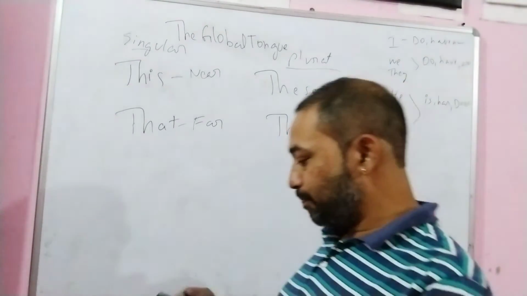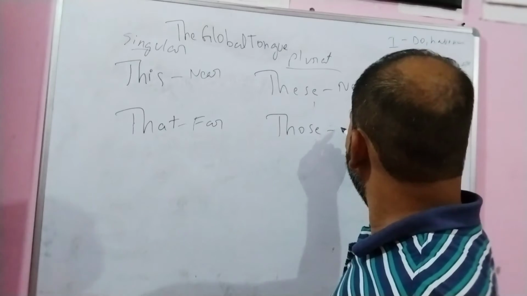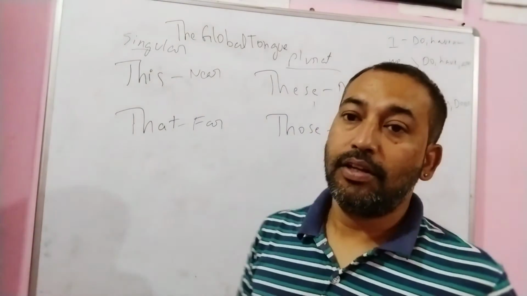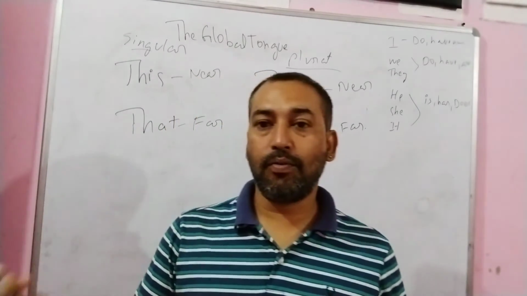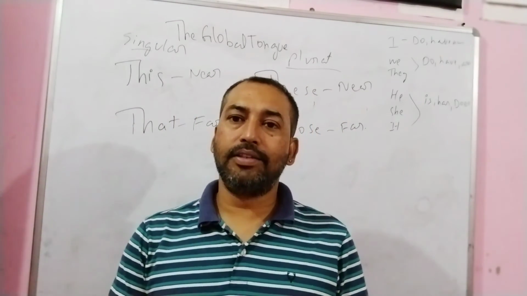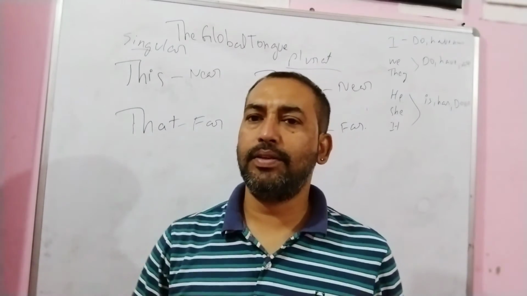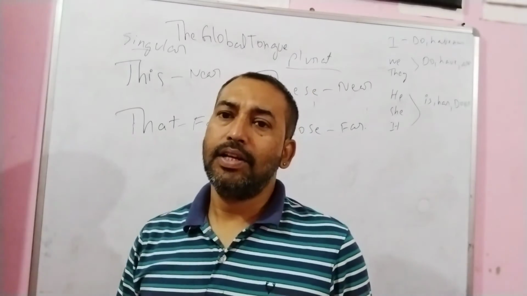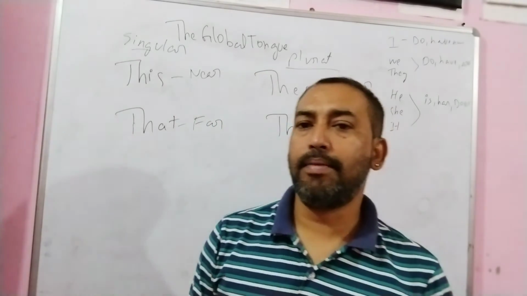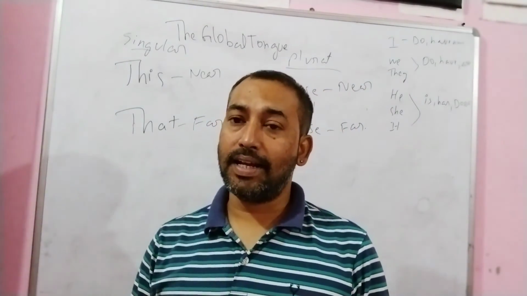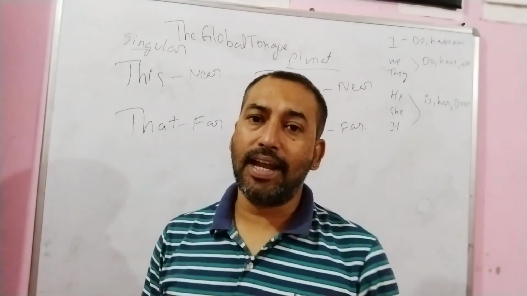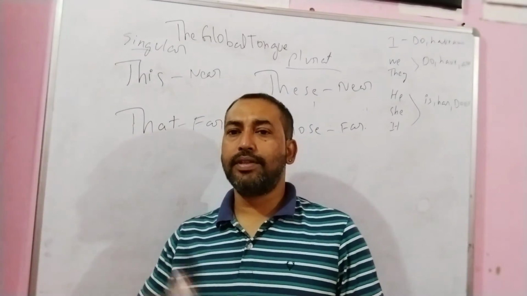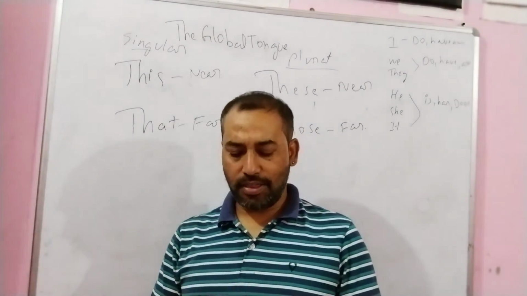Now similarly, those is again for more than one item, and it should be a little far, not within your reach, beyond your reach, right? So you say those are my markers, those are my glasses, those are my chairs, those are my phones. Got it? So this is how we use this and that, these and those.